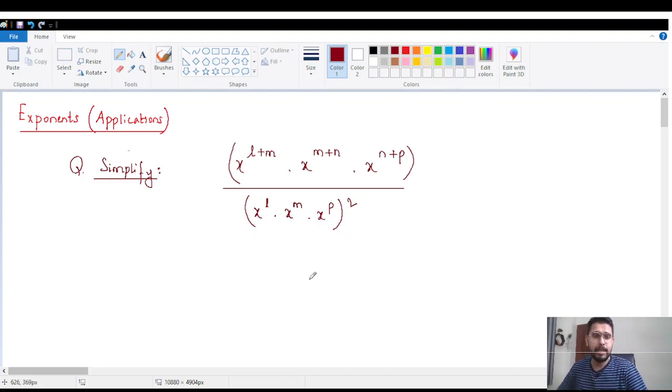As you can see on your screen, simplify x to the power of L plus m times x to the power of m plus n times x to the power of n plus p over x to the power of L times x to the power of m times x to the power of p, whole square.